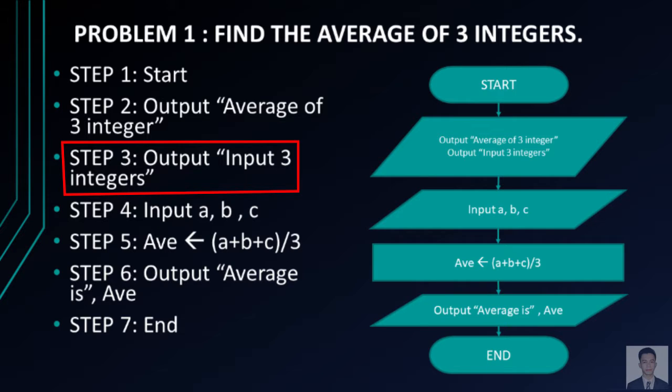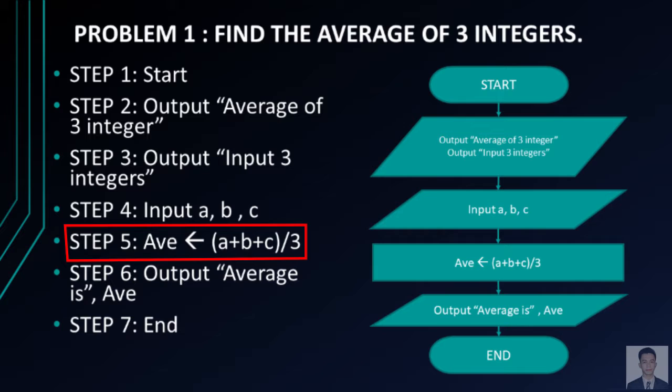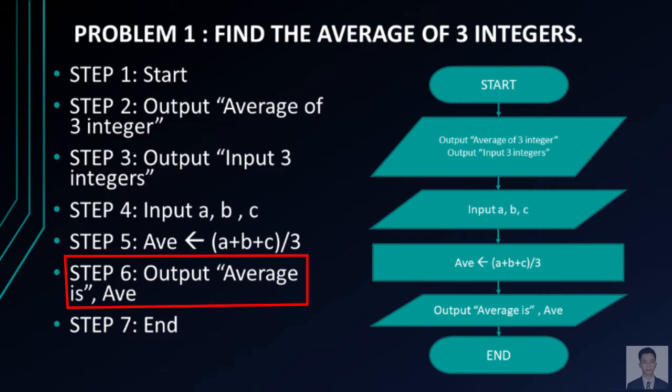Step 3, to input three integers. Step 4, we need to give a command so that we are able to input three integers, and assuming we have a variable for each integer, A, B, and C. Afterwards, in step 5, we need to calculate the average. So, the average is the sum of A, B, and C, and the total of it divided by 3. And step 6, display or print the average is AVE. Lastly, step 7, end.